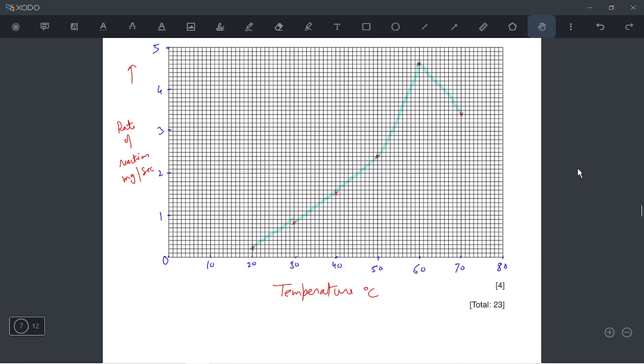Initially the rate of a chemical reaction increases as the temperature increases. It keeps increasing up to 50 degrees Celsius, and then from 50 to 60 it increases rapidly and reaches a peak. The rate of reaction at the peak, you can see, is 4.6, and then after this it will start decreasing.